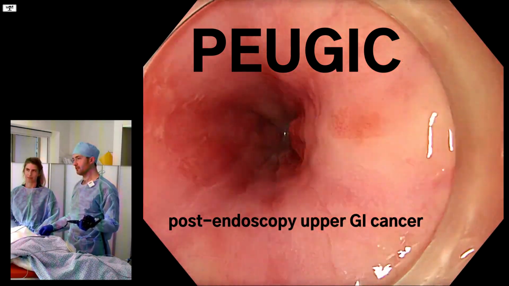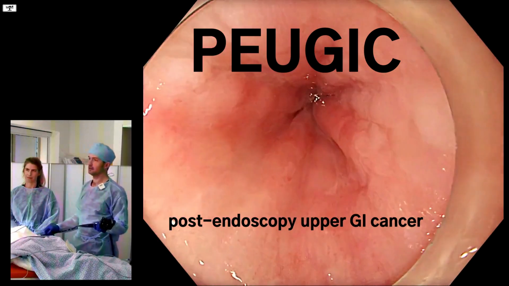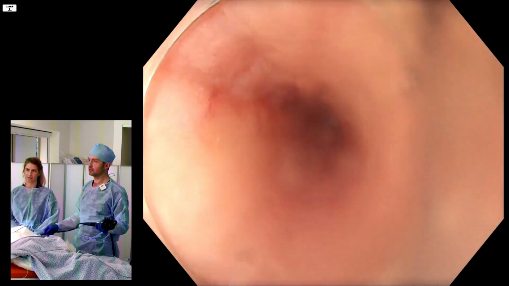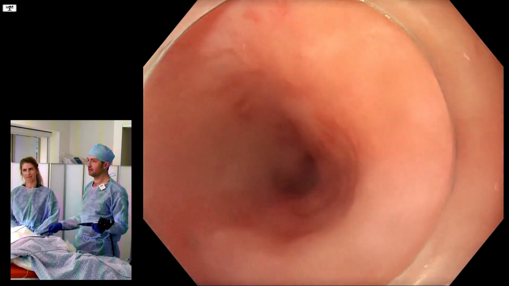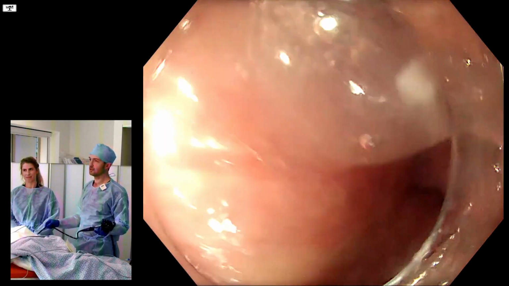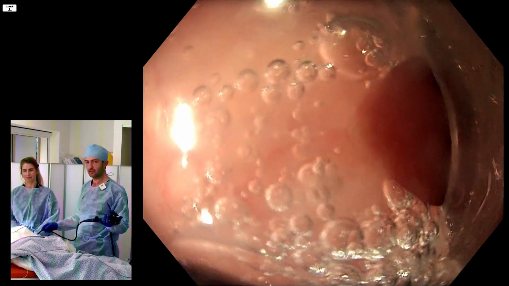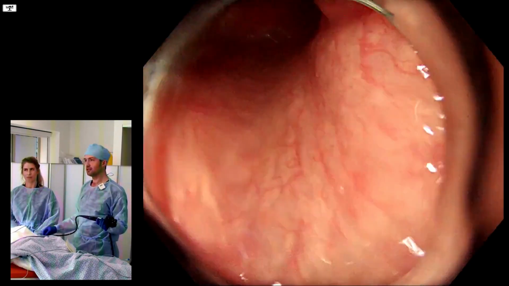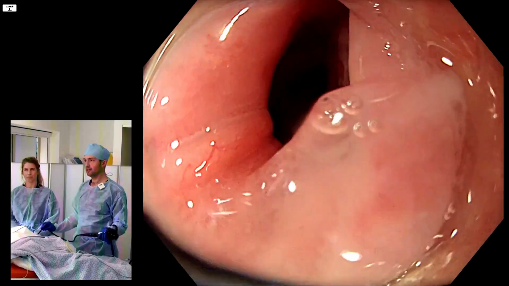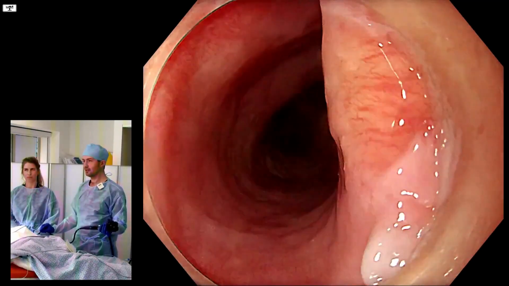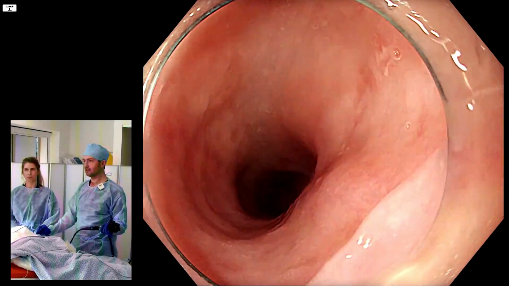So when you come back here, you might think, well, yeah, this is a normal looking esophagus. Maybe you put a bit of steam on the lens or something and you just pull out, right? Esophagus examined and gastroscopy done. But that's not the case here. So let's have another look.